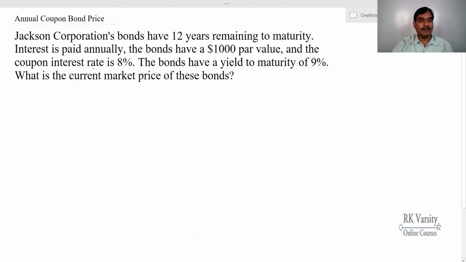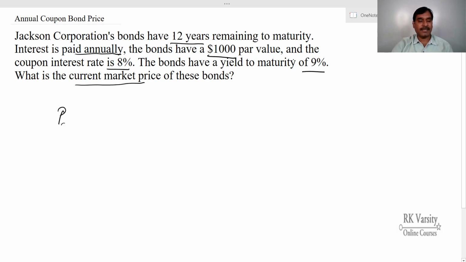Here is an example. Jackson Corporation bonds have 12 years remaining to maturity. Interest is paid annually and the bonds have a par value of $1,000 and the coupon rate is 8%. The bonds have a yield to maturity of 9%. So what is the current market price? You need to determine the current market price.